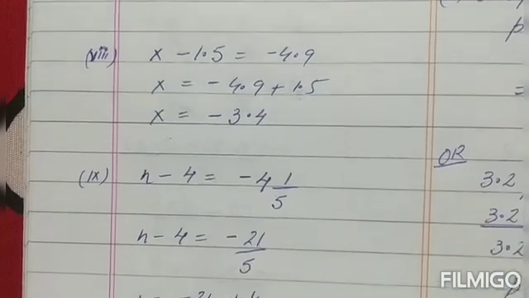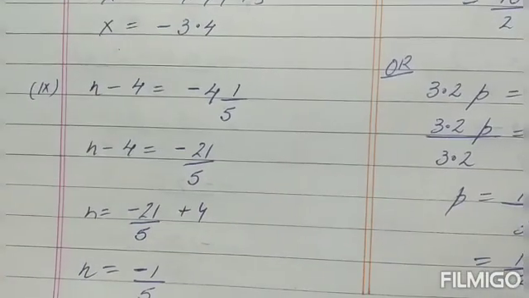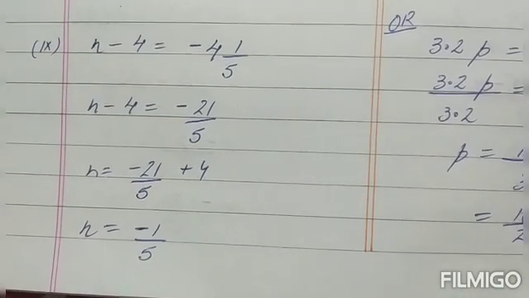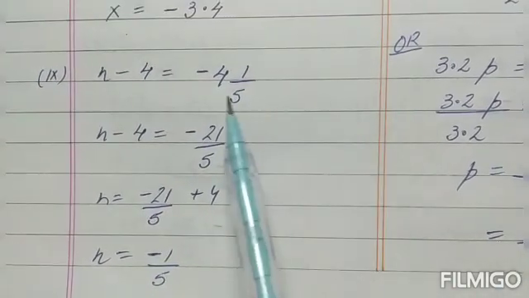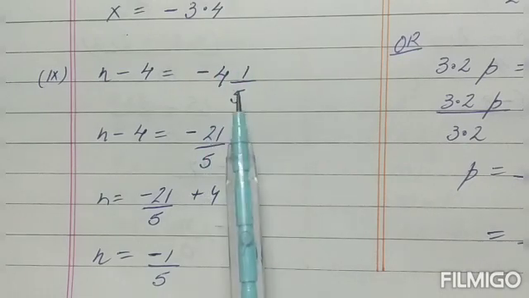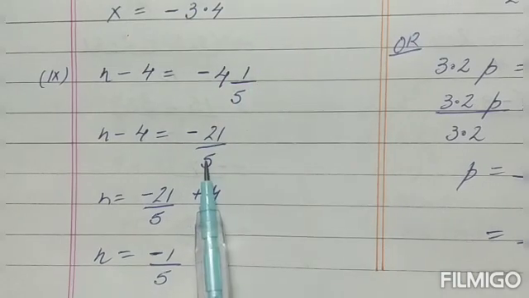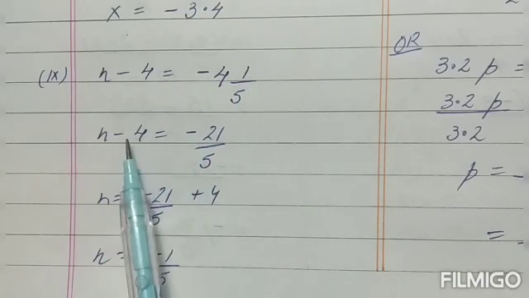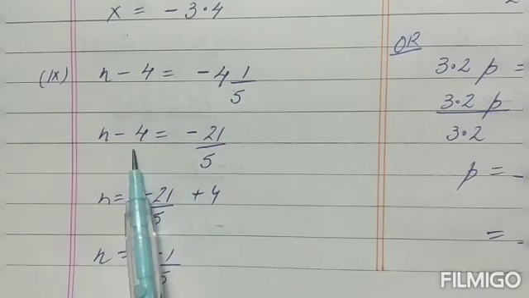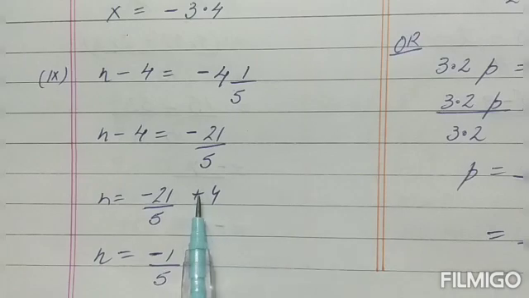The last one is n minus 4 is equal to 4 whole 1 upon 5 with a minus sign. Now what you will do, children? First thing is you have to change it into the improper fraction. So this is 5 4s are 20 plus 1, 21 upon 5 with the minus sign. Now this minus 4 will come on the other side as a plus 4. So minus 21 upon 5 plus 4.